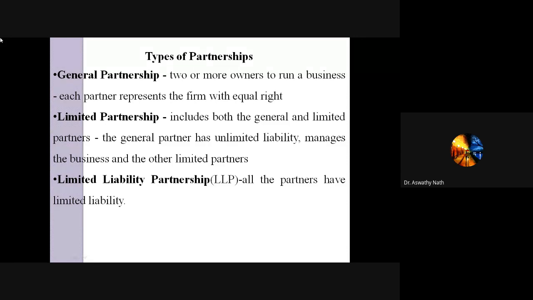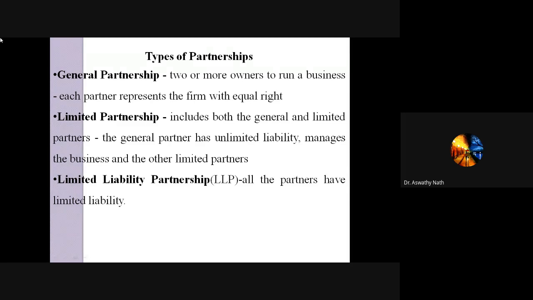So a limited partnership includes general and limited partners, and these general partners have unlimited liability, and limited partners have limited control over the business, and they are not associated with the everyday operations of the business. The general partners actually run the business. So they manage the business and all other limited partners in the firm.